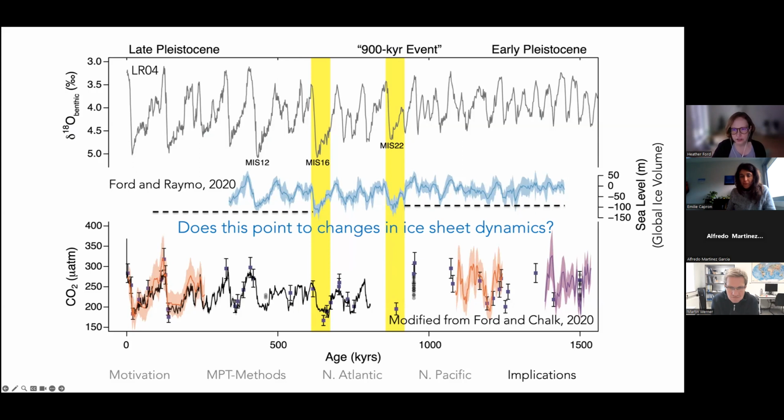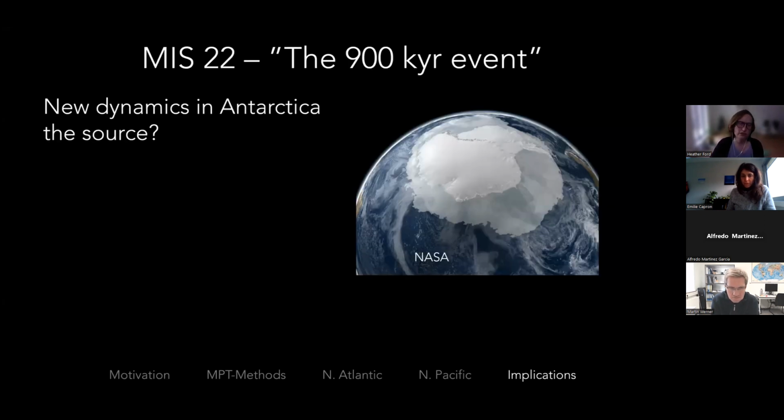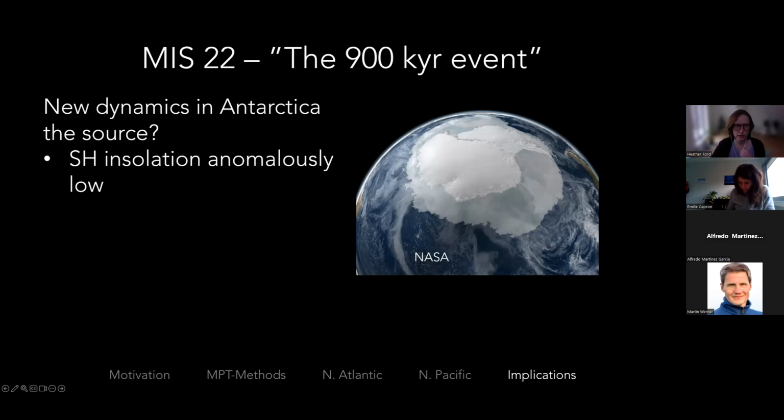One of the challenges that you have with these records is that you can't tell which ice sheet is doing what, but there are some ideas that have been put out by other people in terms of which ice sheet is changing over these different time periods. So one idea for the marine isotope stage 22, 900 kiloyear event is that maybe Antarctica was the source of this change at marine isotope stage 22.